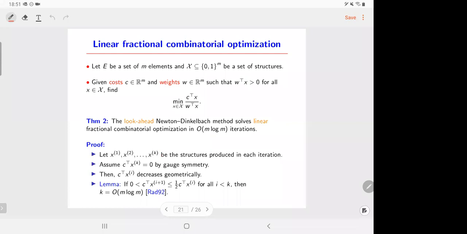So let us see how acceleration allows us to speed up Newton's method for the linear case. Again, we have a set of m elements and a set of structures. Now instead of f and g, we have vectors c and w. c is the cost and w are the weights. And now we're trying to find a structure that minimizes this ratio. Now here's a proof of theorem 2, which I've shown you before.